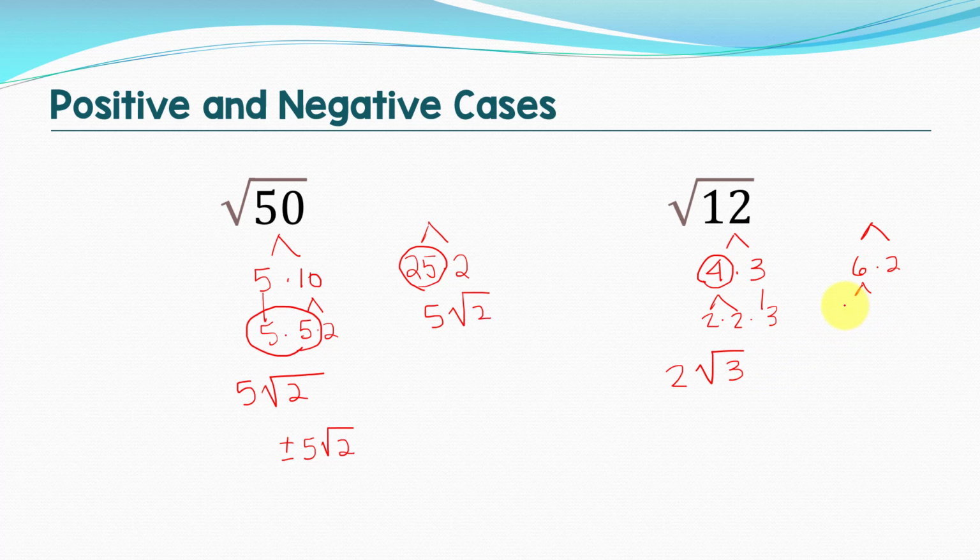And then here, 6 is 3 times 2. All right, so I didn't find it initially, but when I did all my factors, I got a pair. So 2 came out, 3 stayed in. And in both of these, you have a positive case and a negative case. All right, that's it. We'll see you in class.